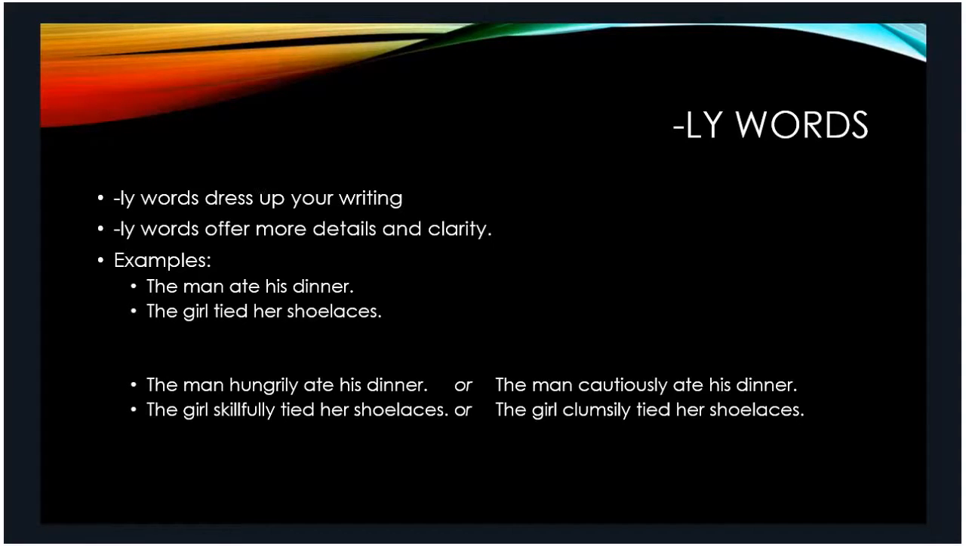We have these relatively basic sentences. A man ate his dinner. A girl tied her shoelaces. They get across the basic information that we need to know, but there's a lot more these sentences could be telling us. So we see the examples there.